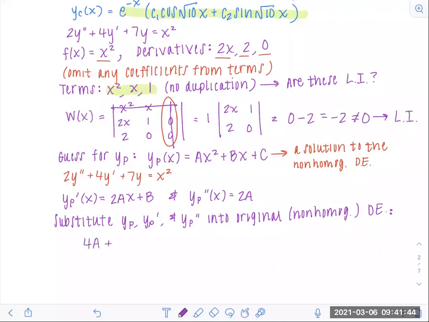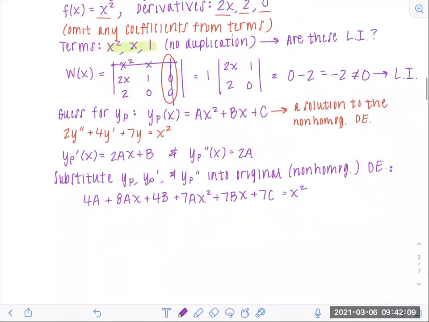Next, I want 4 times y prime. So that's going to give me an 8ax plus a 4b. And then finally, I want 7 times the original yp. So 7ax squared plus 7bx plus 7c. And all of this needs to equal x squared.